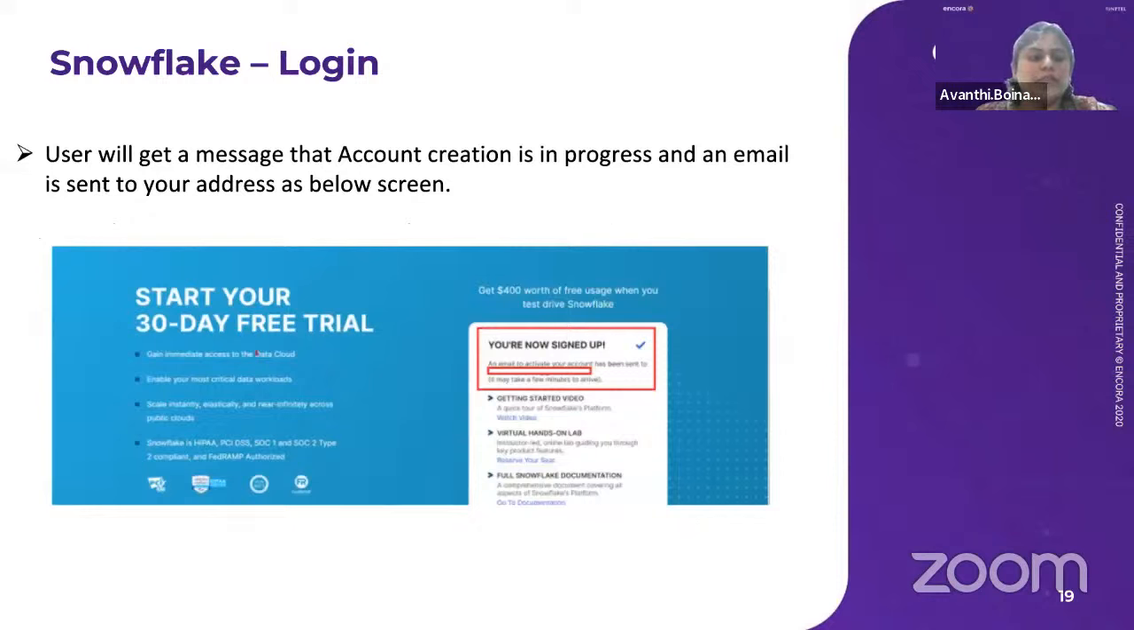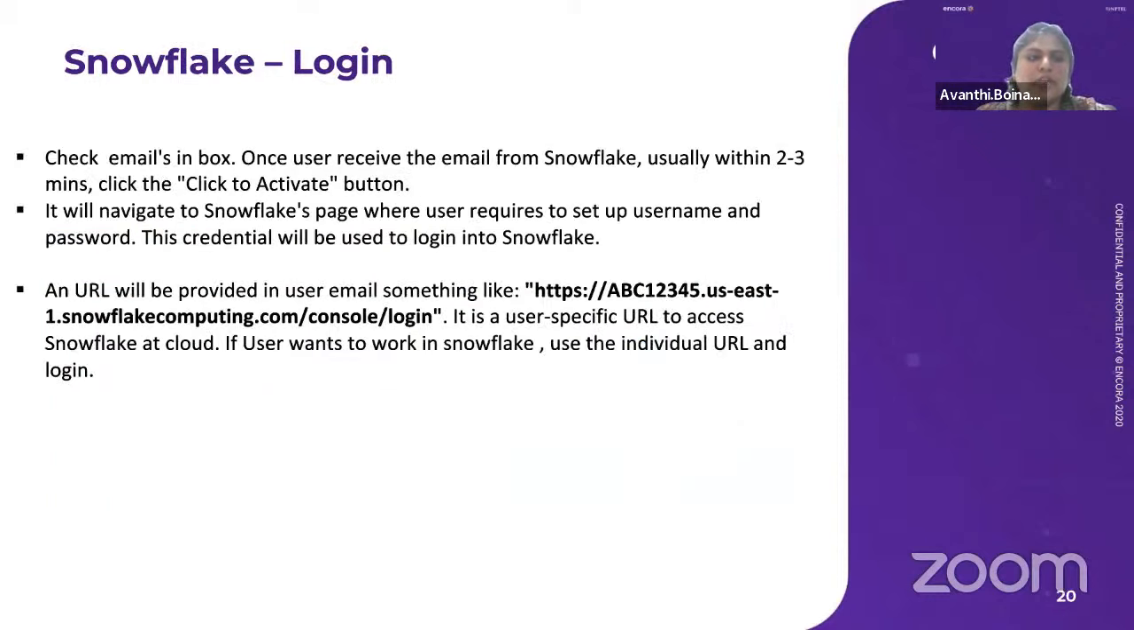Now the user will get a message saying that account creation is in progress and an email is sent to the provided email address, as shown below. Check the email inbox. Once the user receives the email, usually within 2 to 3 minutes, click the Activate button. It will navigate to the Snowflake page where the user needs to set up a username and password. These credentials will be used to log into Snowflake.